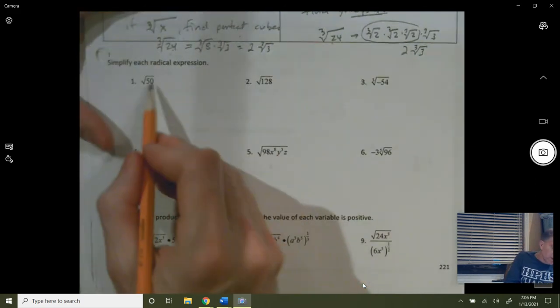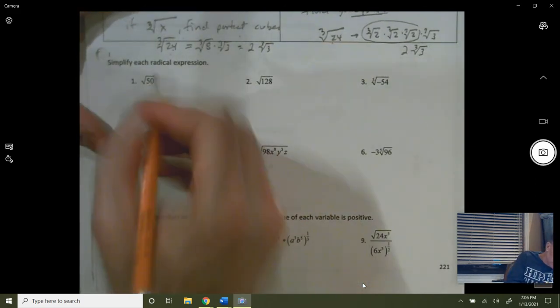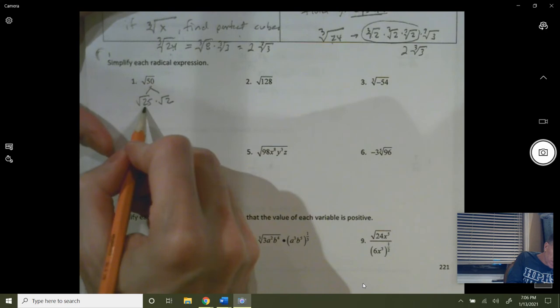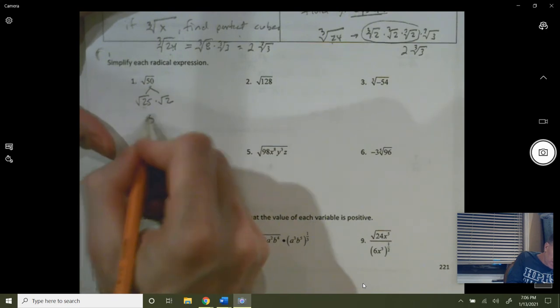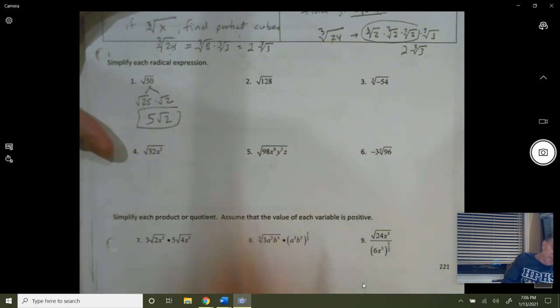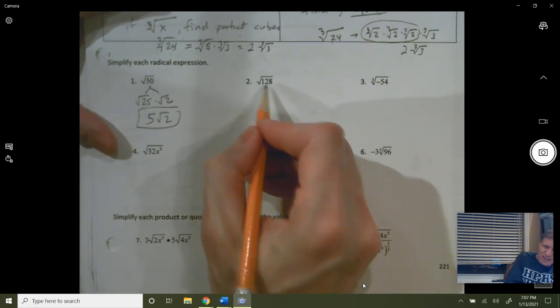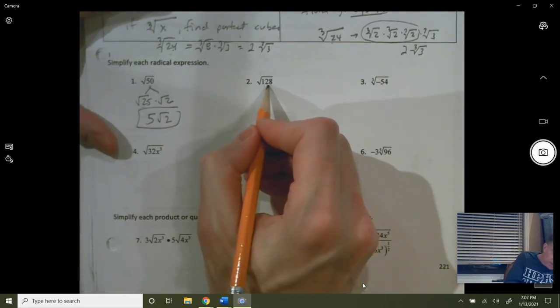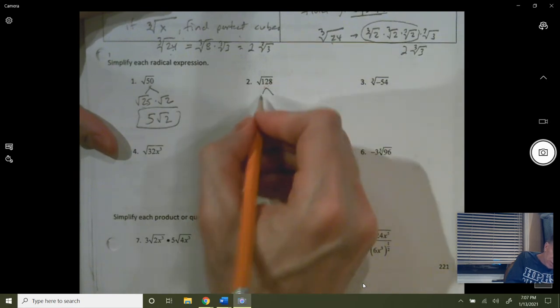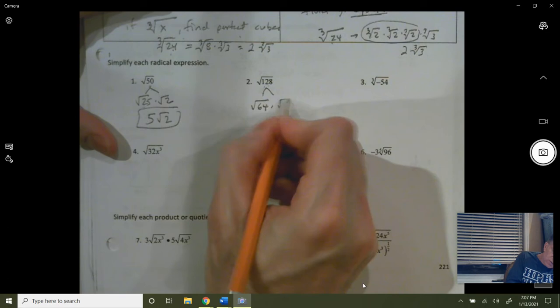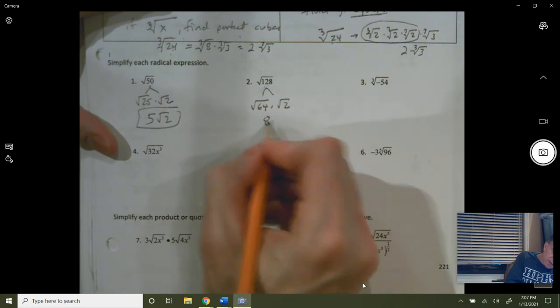Square root of 50. Are there any perfect squares? Sure are. You could break that down into square root of 25 times square root of 2. 25 is a perfect square, so that becomes 5 rad 2. Square root of 128. 128 is 64 times 2. 64 is a perfect square, so square root of 64 times the square root of 2. So that's going to be 8 rad 2.